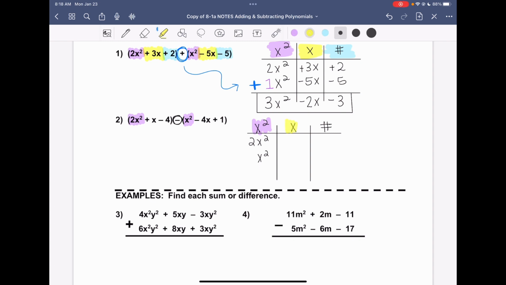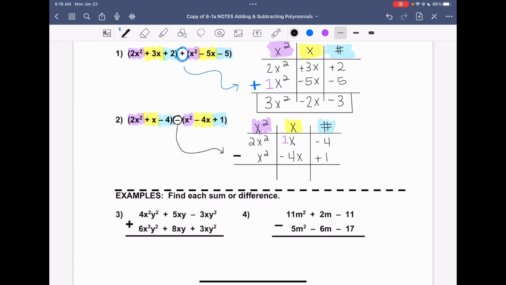I have x's. So I have a positive x, which remember is an imaginary 1x. And then a negative 4x. And then I have my numbers, which is negative 4 and positive 1. And then I need to make sure I take the sign with it. So I want to also take whatever operation it wants me to do. So it wants me to subtract. So I'm going to subtract these numbers now.